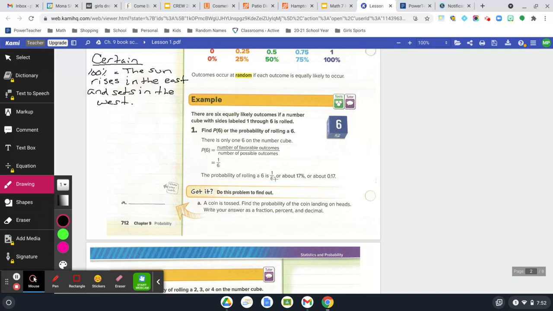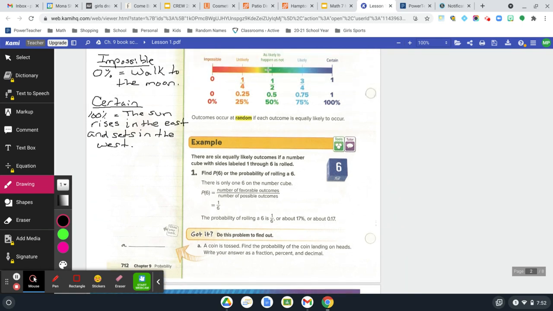And so this is where the calculator comes in, right? As we start to do some examples, this 17% is coming from doing 1 divided by 6 on your calculator. 1/6 is the same thing as 17%, and as a decimal, 17 hundredths. So this would be considered 17%. If I scroll back up to this number line, that is considered an unlikely probability.